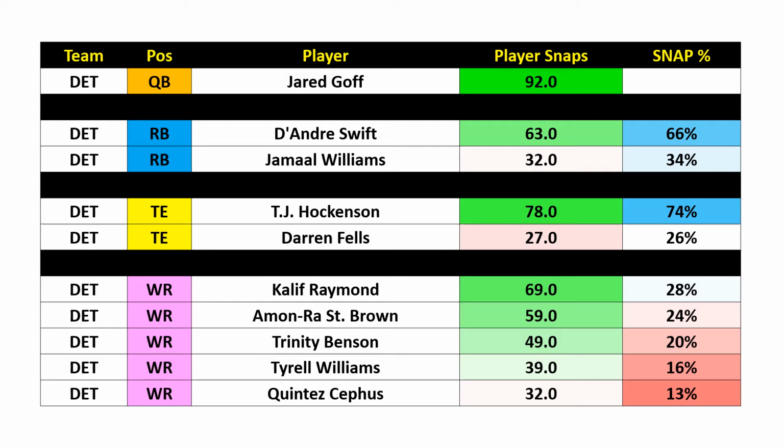Swift, 66. Jamal Williams, 34. He's probably not there, but he's going to have independent value. Hawkinson did well. Okay, his backup would be Fells.